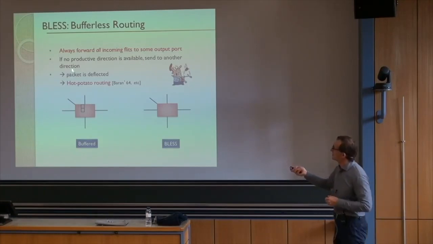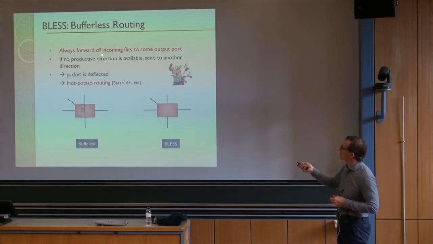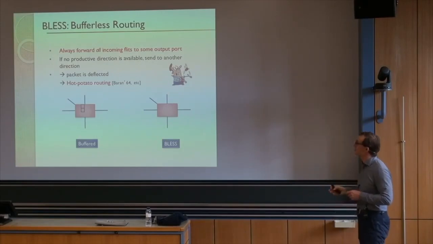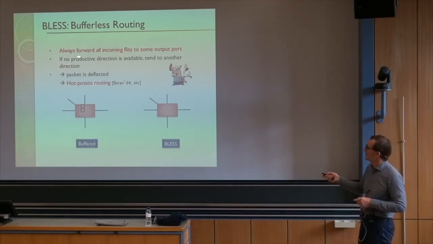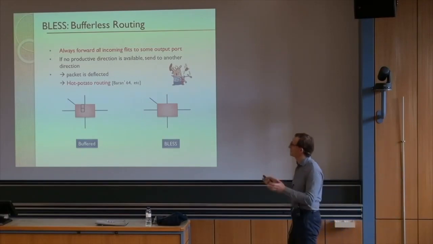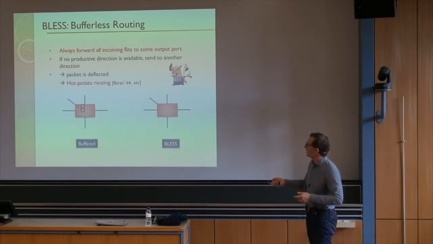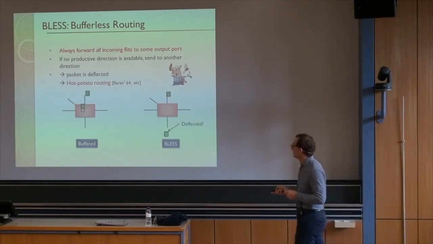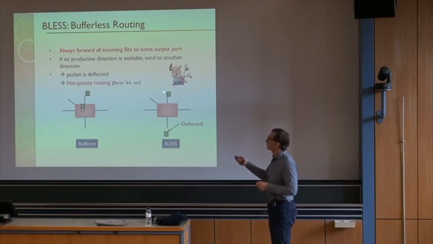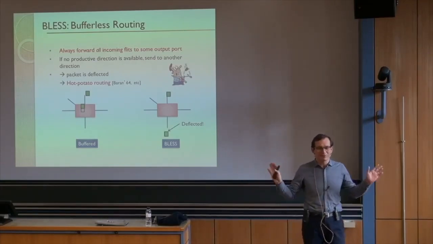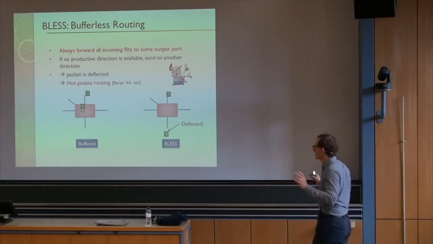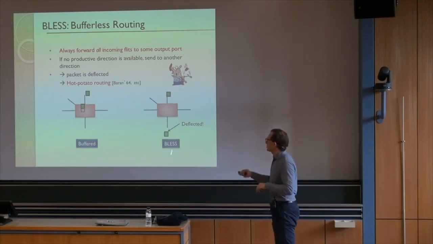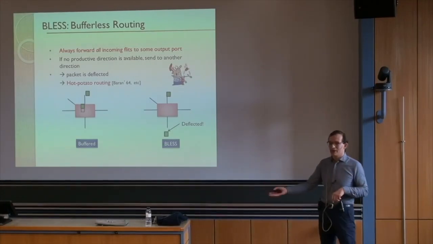So okay, bufferless routing, the key idea is to always forward all incoming flits to some output port, as we've discussed. If no productive direction is available, you send it in another direction. The packet is deflected. And as I said, it's an old idea, right? And you've already seen this animation. If you have bufferless, one packet can get deflected. If there are two productive output ports that you can send both packets to, that's fine. You send both of them to the productive output ports.